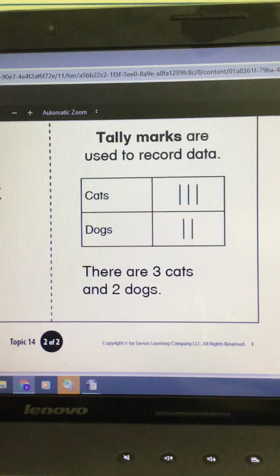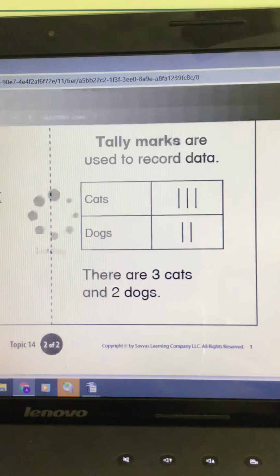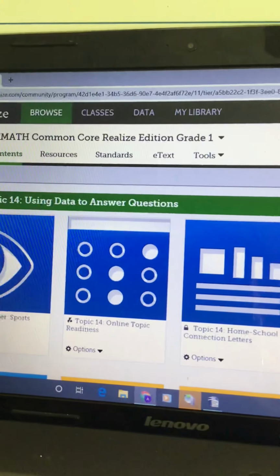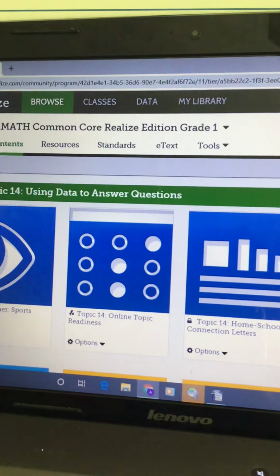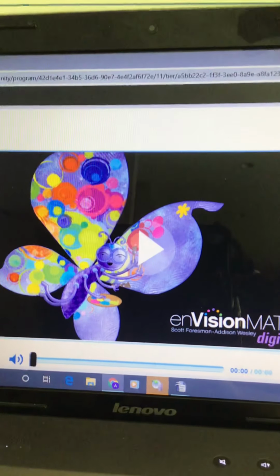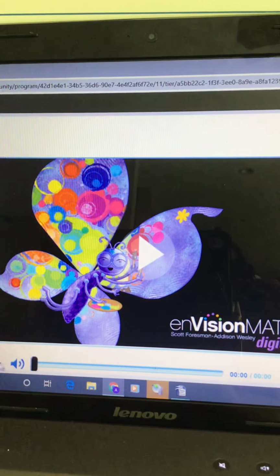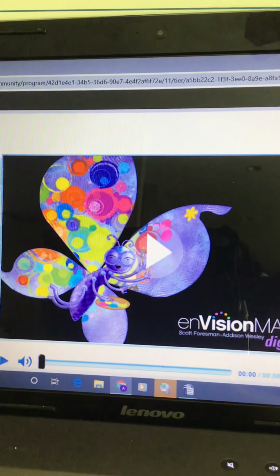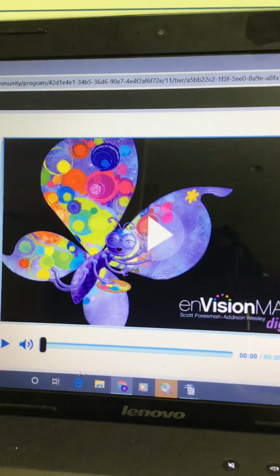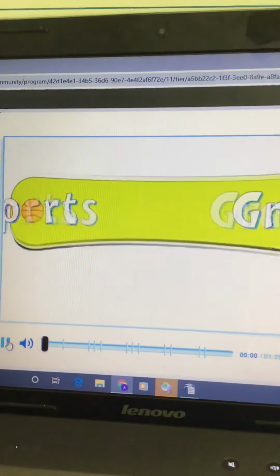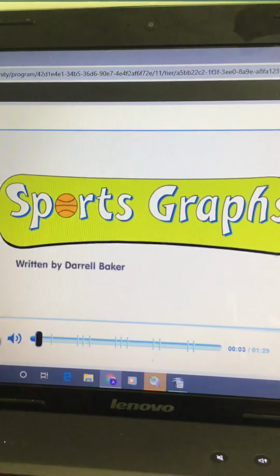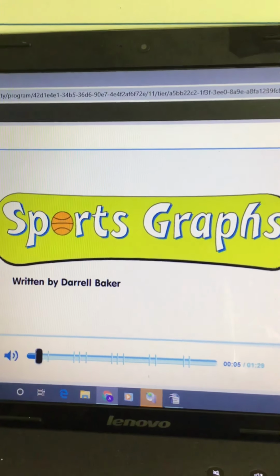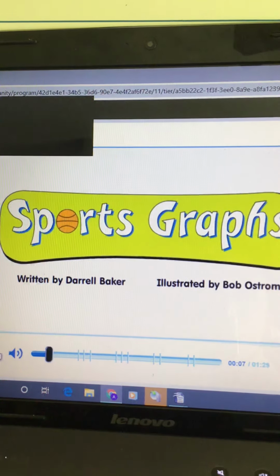All right, so today we are going to start off with our math movie. Let's see if I can find it. Sports Graphs, written by Daryl Baker, illustrated by Bob Ostrom.